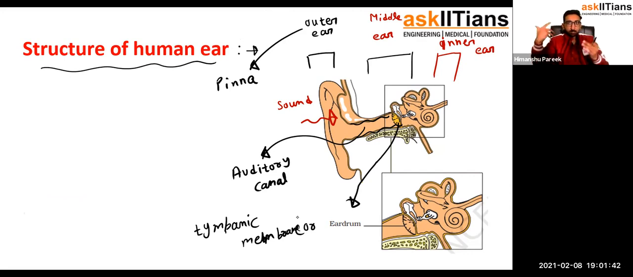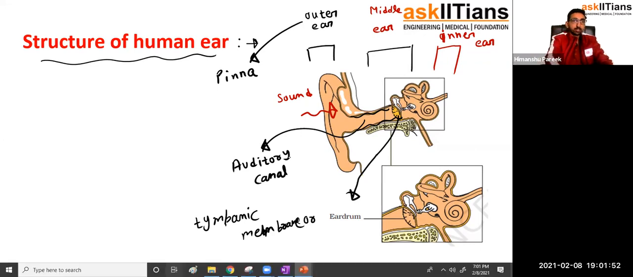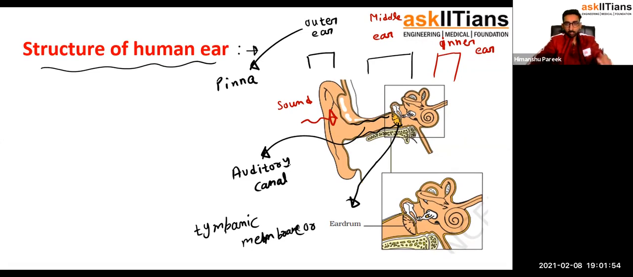And now when these compressions and rarefactions are reaching there, what will happen? We will get the membrane vibrations also. So this membrane is also vibrating like compression and rarefaction. So now when these compressions and rarefactions make the membrane vibrate, after this, these vibrations are amplified also, right? Inside the ear only, in the middle part, these vibrations are being amplified.